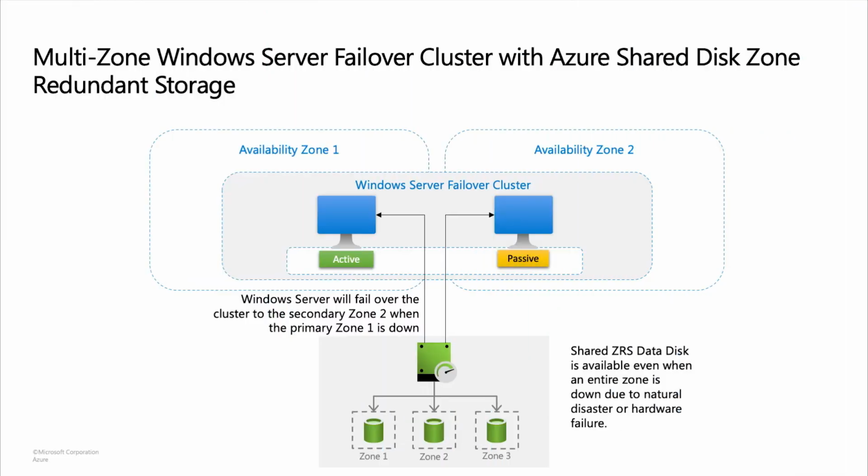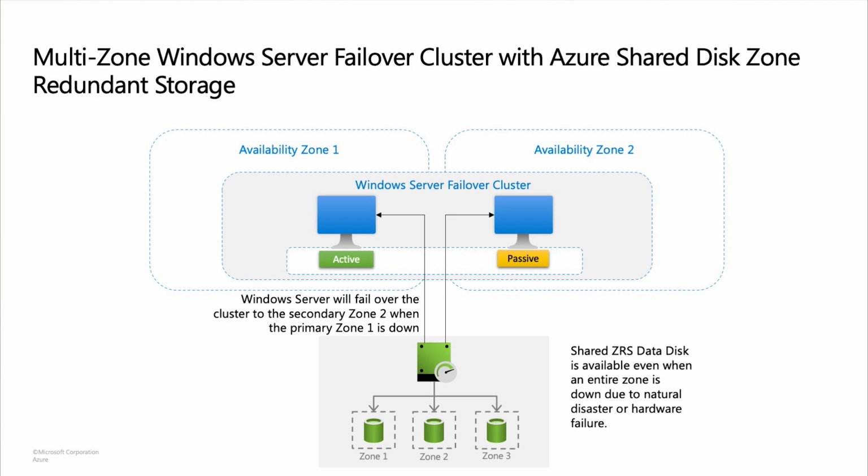So let's start by looking at the first one, clustered application. As you can see in this diagram, a ZRS disk is used as a shared disk, which is attached to 2 different VMs in 2 different zones. Currently, VM1 is the active VM, so all the traffic is coming to the VM in zone 1.